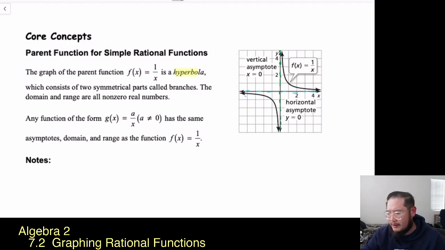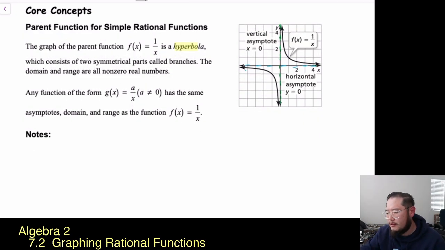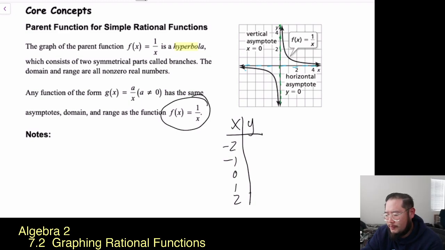So let's talk about why. Usually when we deal with the parent function, we choose the numbers -2, -1, 0, 1, and 2. In our graph, let's plug these numbers in, starting with 0. I am plugging into f of x is equal to 1 over x. When I plug in 0, it's 1 divided by 0, and hopefully we remember that's undefined, so we'll put undefined in the table.